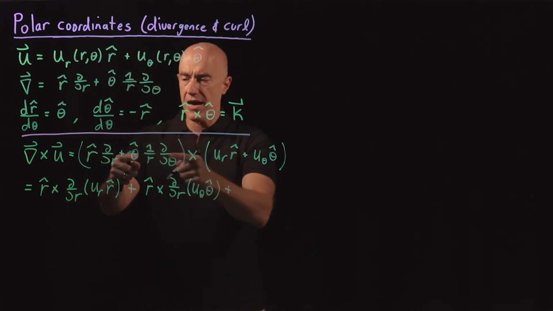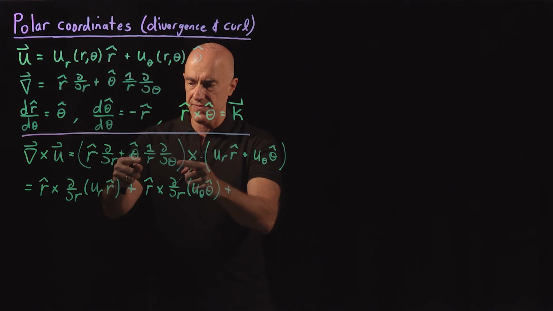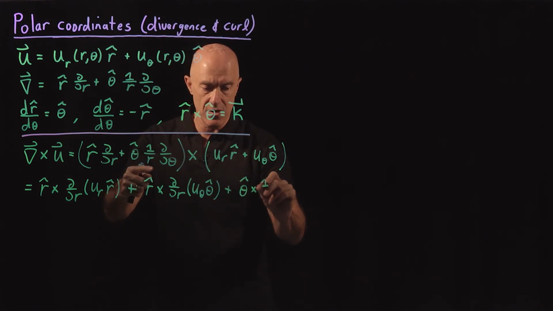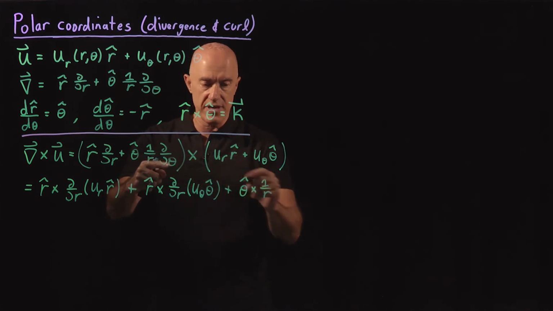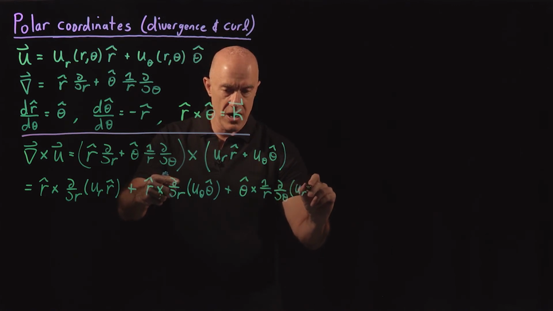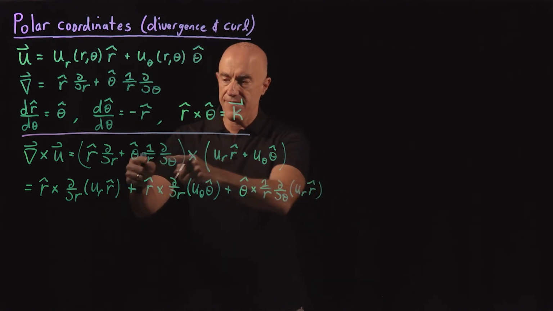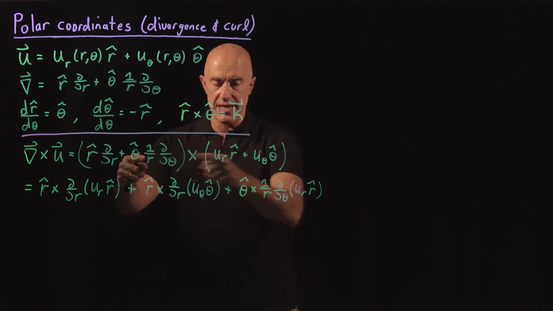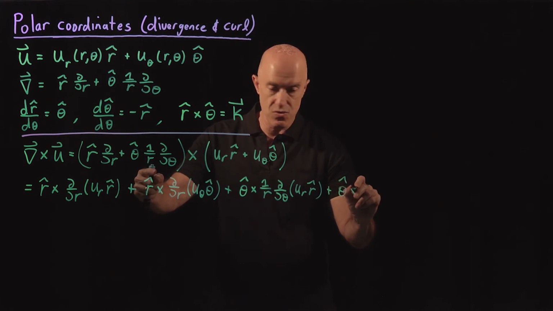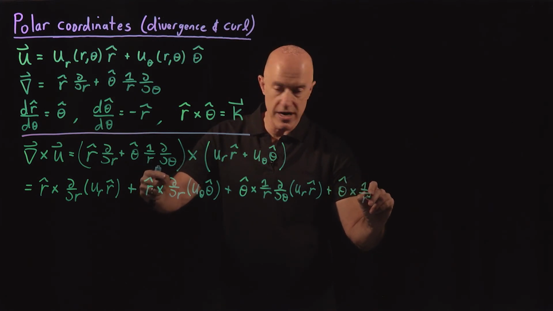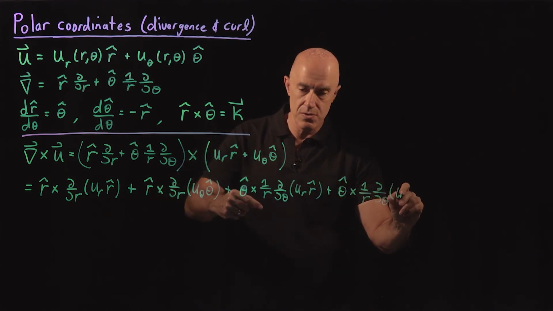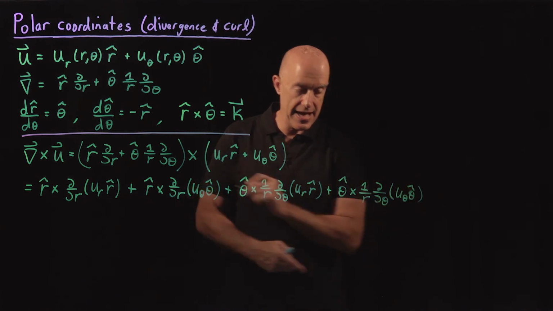The third term, now we go to the theta hat piece of the first term. So we have theta hat cross 1 over r, and then the derivative of this first term, d theta of u_r r hat. And finally, the second term. So again, we have a plus theta hat cross 1 over r d theta acting on u_theta theta hat.